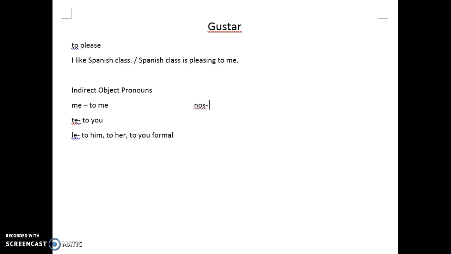To say to us, we use nos. If we're using to you all in Spain, we're using os. So this is Spain only. So whenever we would use vosotros. And then les is going to mean to them or to you all anywhere else. So the indirect object pronouns are necessary when we use the verb gustar. Something extra that we can use before the indirect object pronouns are the clarifiers. Now, the clarifiers either give us a little more information or give us emphasis on to whom it is pleasing.